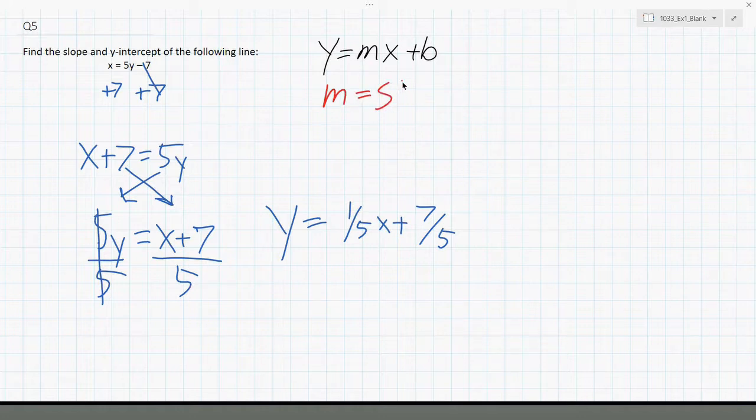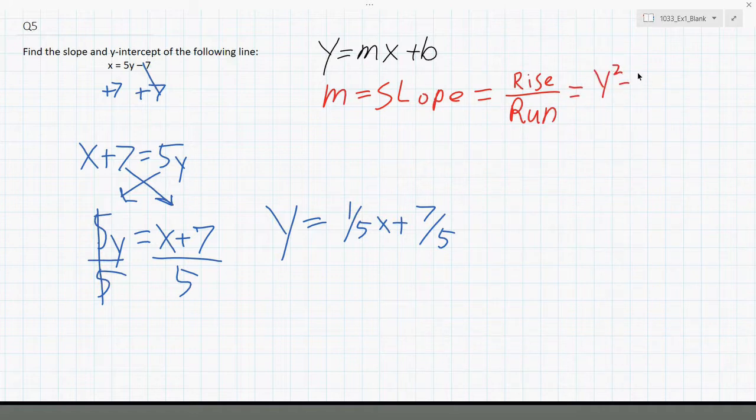m equals slope equals rise over run equals y2 minus y1 over x2 minus x1. Sadly, m has an identity crisis. He doesn't know what he wants to be called at any given point in time. He has about 4 different names. These are all of them. Recognize him no matter what name he's using. He's still the same thing.